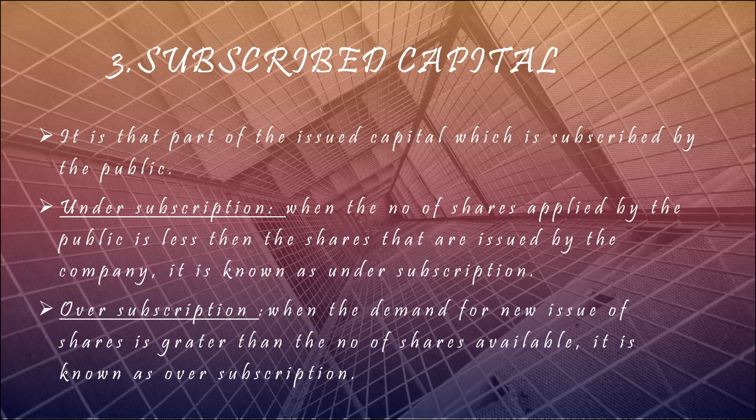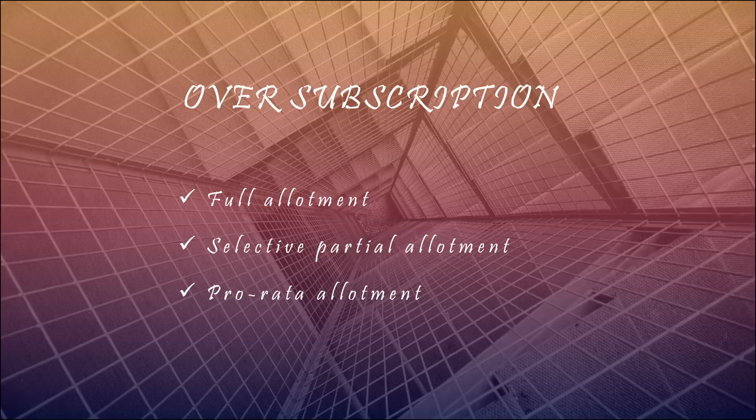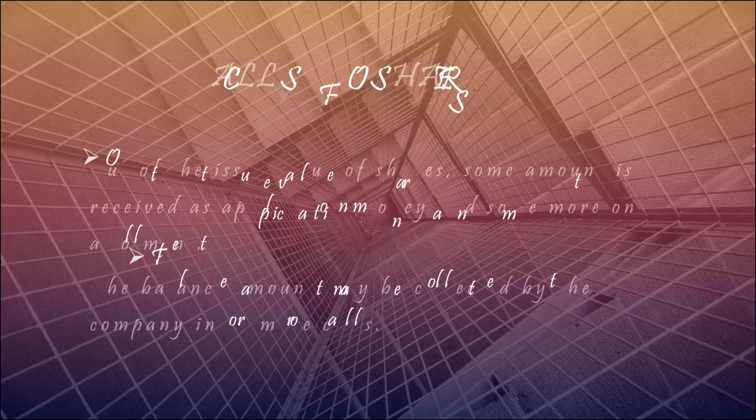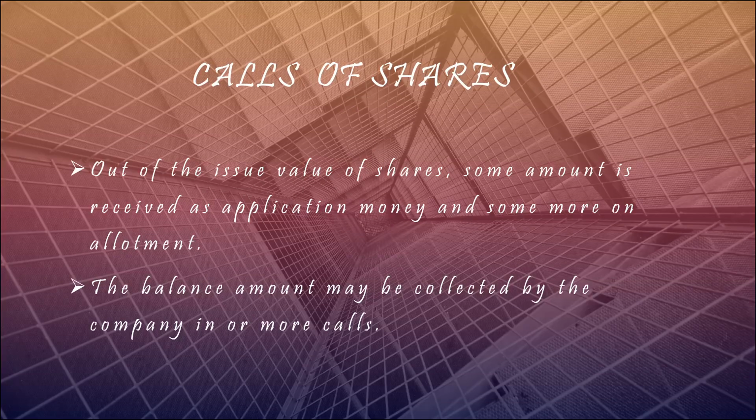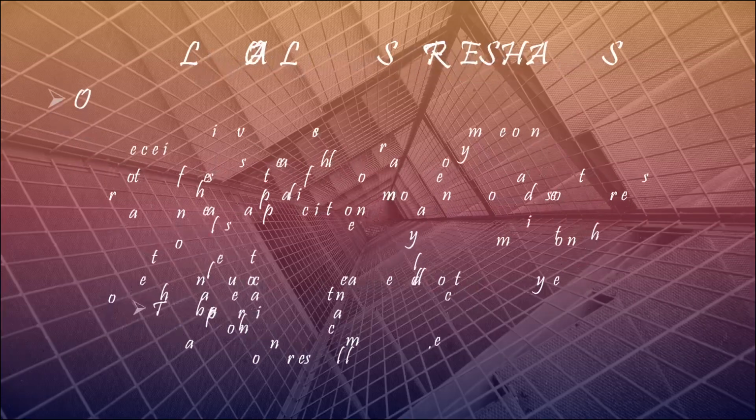And next one is the calls of shares. Oversubscription is classified into full allotment, selective partial allotment and then pro rata allotment. Next one is the calls of shares. Out of the issue value of shares, some amount is received as application money and some more on allotment. The balance amount may be collected by the company in one or more calls.